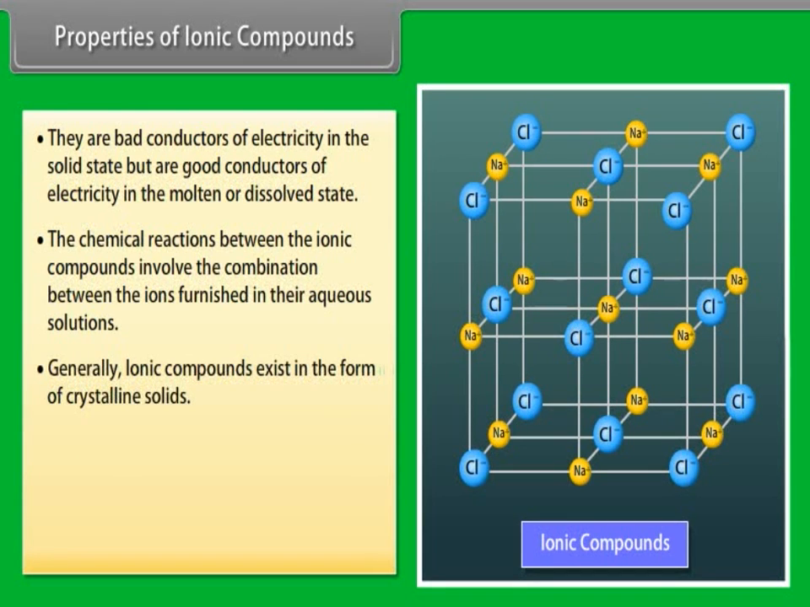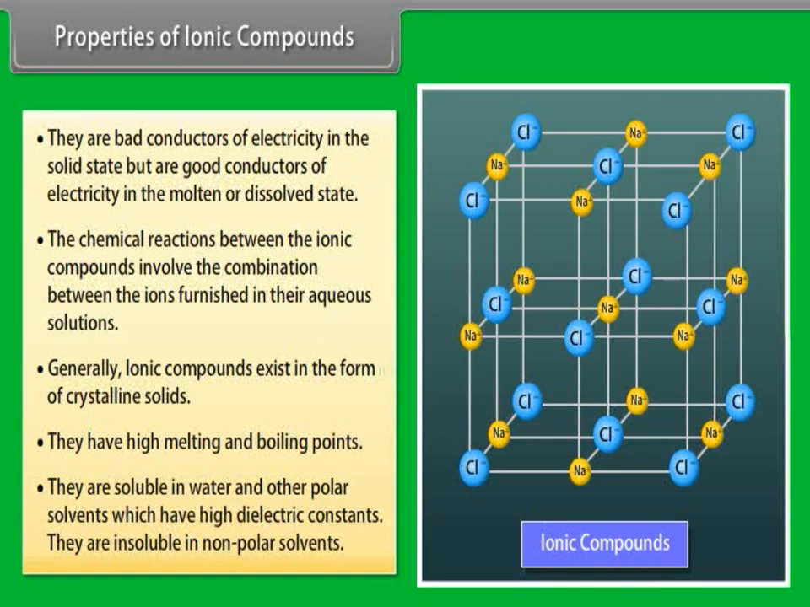Generally, ionic compounds exist in the form of crystalline solids. They have high melting and boiling points. It is due to very strong electrostatic force of attraction between oppositely charged ions. They are soluble in water and other polar solvents which have high dielectric constants. They are insoluble in non-polar solvents.